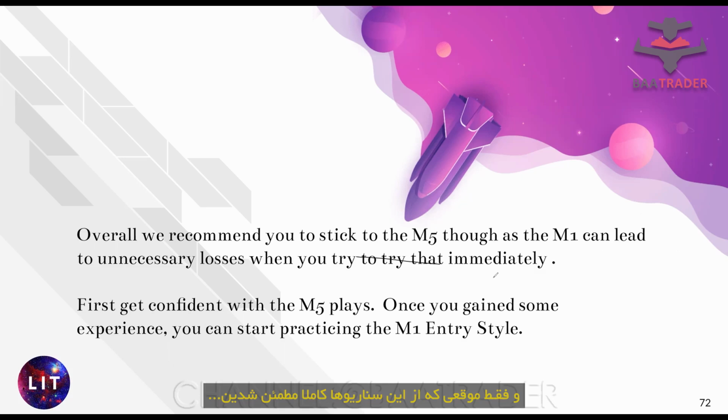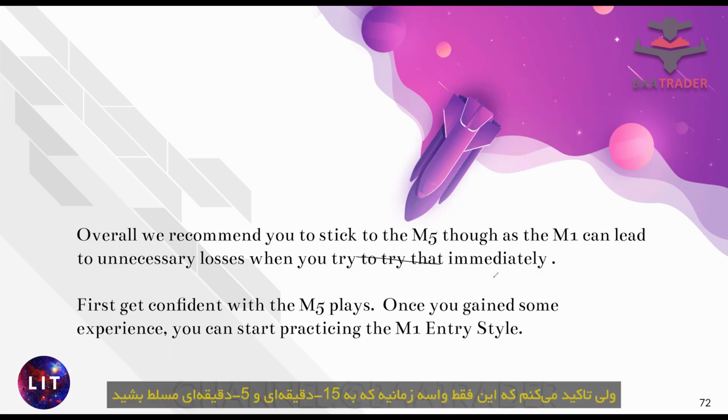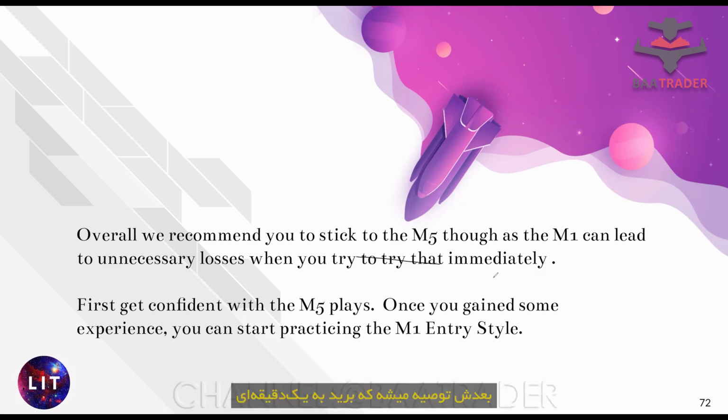And only then, when you're getting very confident with these scenarios, go to the M1, refine your points of interest a little bit more, and get those better entries, the tighter stop losses, and the greater risk rewards. But again, this is only once you master the M15 and M5, then it's recommended to go to the M1. So first, get confident with the M5 plays, and once you've gained some more experience, only then start practicing the M1 entry style, and only after practice, then obviously try to catch it live.